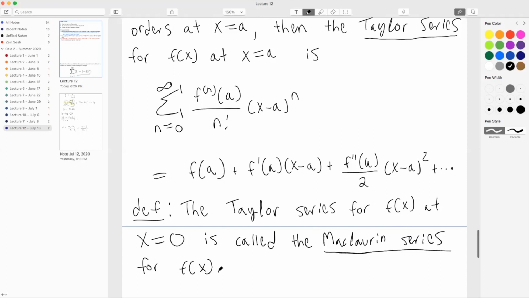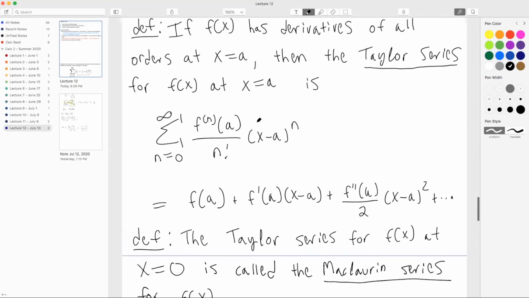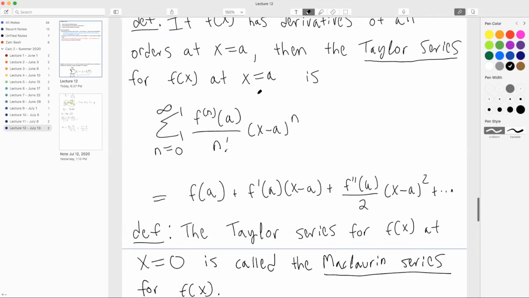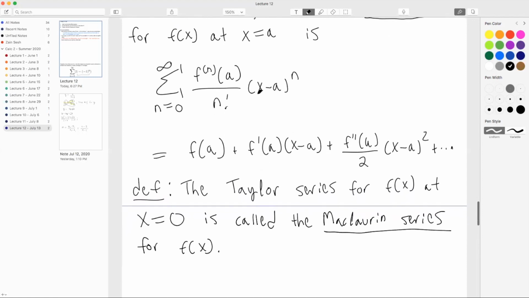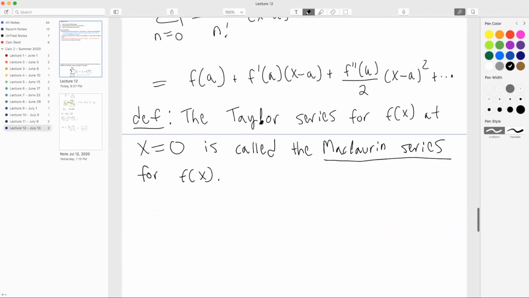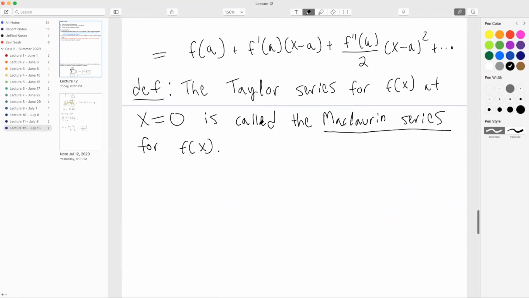I'm not sure why we give the series centered at x equals 0 a different name. That's just historically what it's called. So it's nothing other than the above definition with a being precisely 0. That's what a Maclaurin series is. So I hope everyone's with me. Just let me know if you have any questions.